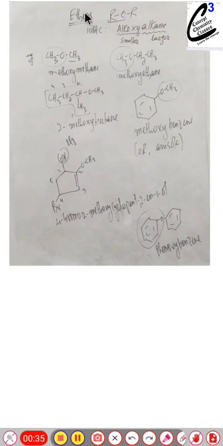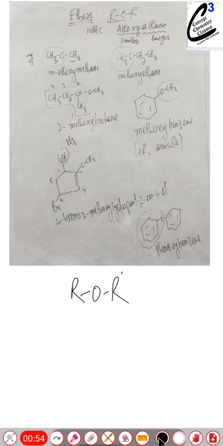Ethers are those organic compounds having this formula, R O R. These two R can be same or different. If they are same, then they are called symmetrical ethers, and if they are different, then they are called unsymmetrical ethers. Here are examples of ethers which include symmetrical and unsymmetrical ethers.